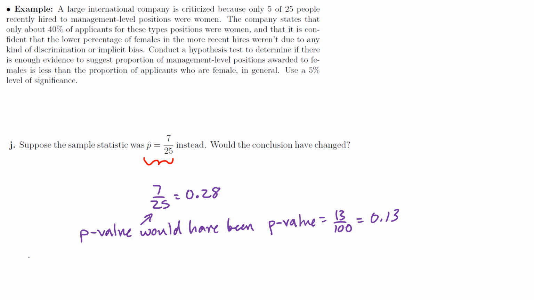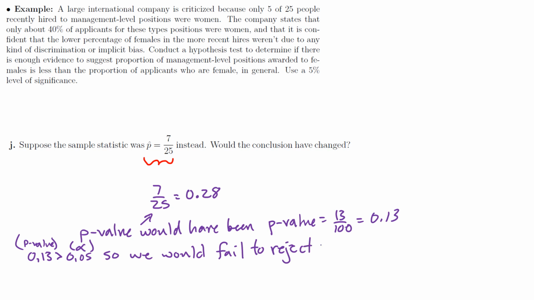So in that case, we would observe that 0.13 is greater than 0.05, comparing our p-value to our level of significance, alpha. So in that case, we would fail to reject the null hypothesis. Now, this language of fail to reject might seem a little clunky.